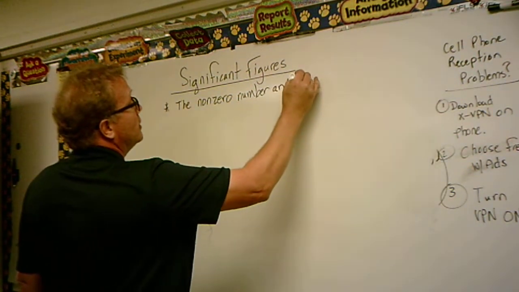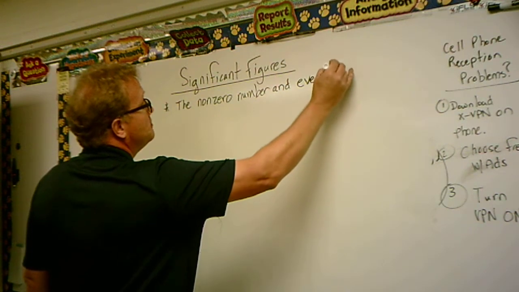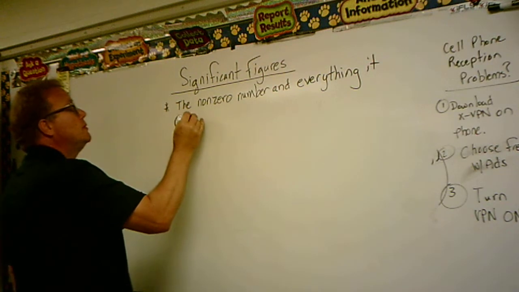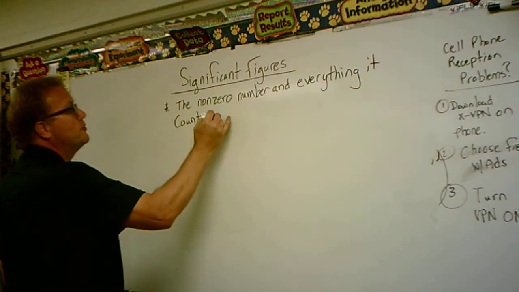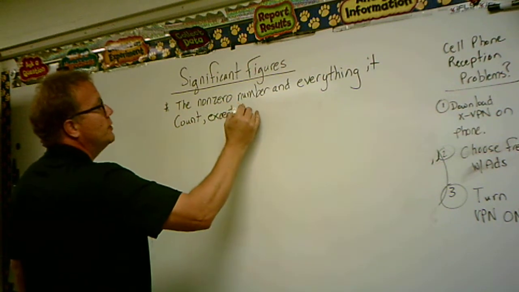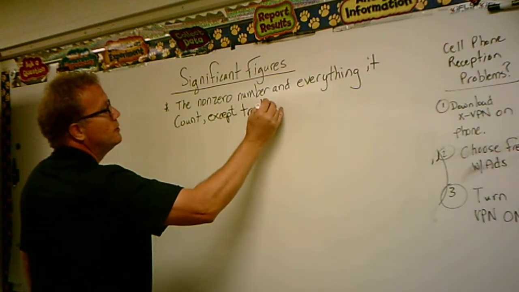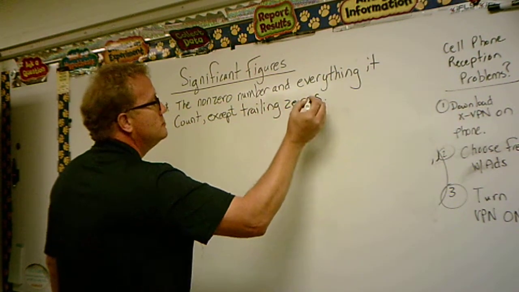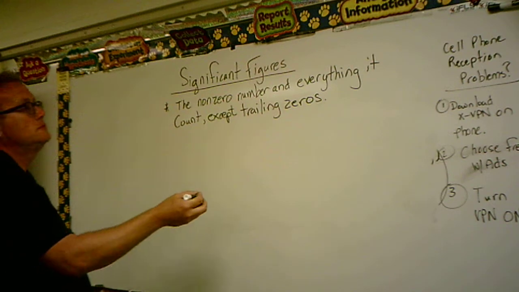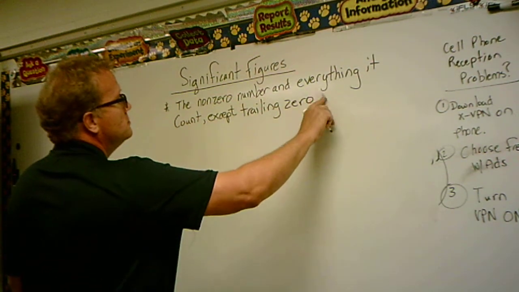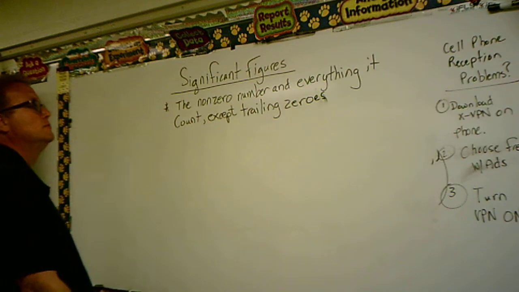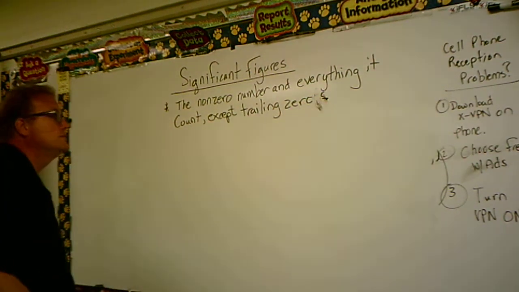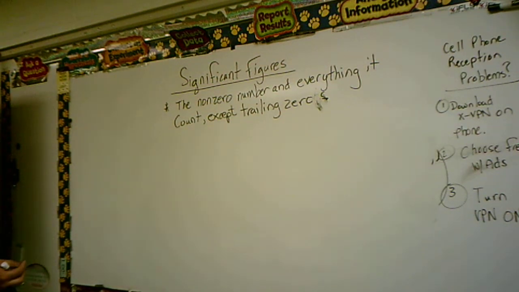My only rule is: the non-zero number and everything after it count, except trailing zeros. I think we'll go with that. I think that's correct.